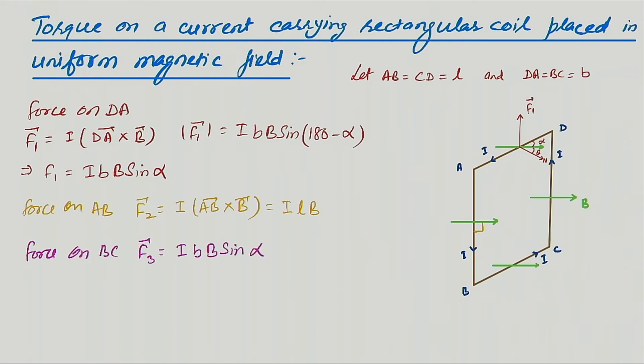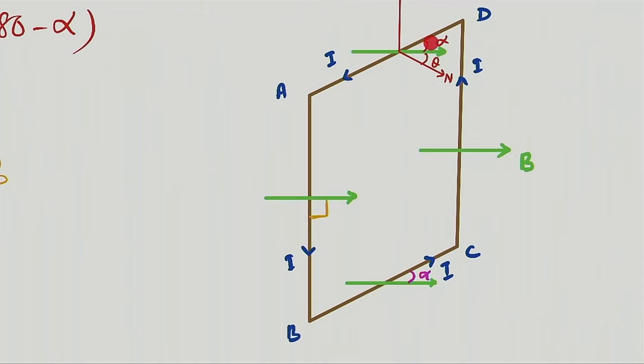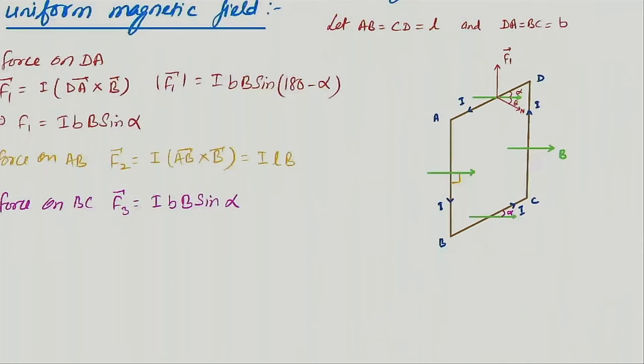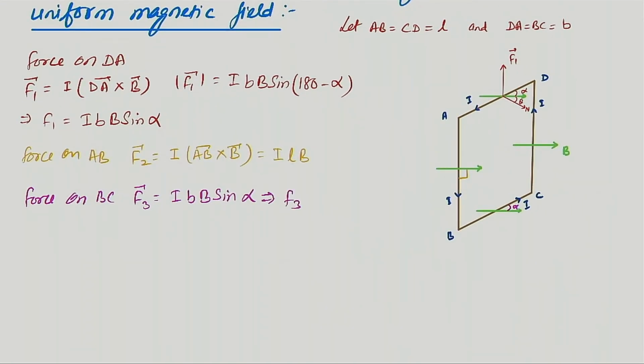Here we are using alpha because this is the angle, and this angle is alpha because this angle and this angle are the same, and again this is the angle between the direction of current and magnetic field, so we take alpha. So instead of 180 degrees minus alpha, here we are taking sine alpha. If we write the magnitude of this force, we can simply write F3 will be equal to I B B sine alpha.